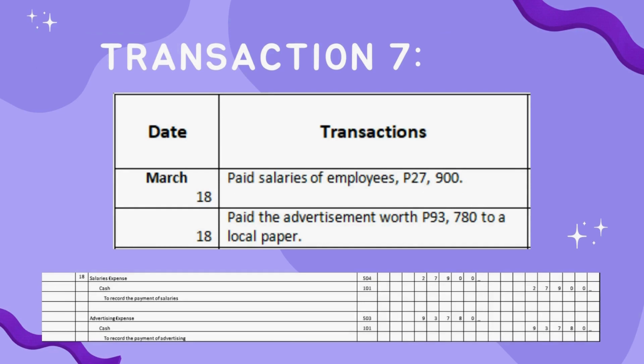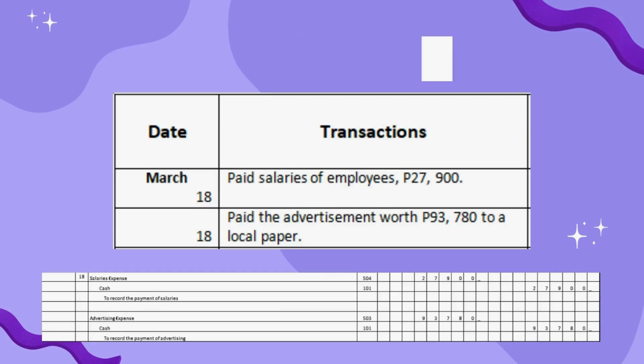Transaction 7. There are two transactions made on March 18. The first one is paid salaries of employees, 27,900 pesos. In the General Journal, salary expense will be debited with 27,900 pesos and cash will be credited with 27,900 pesos. And the second one is paid the advertisement worth 93,780 pesos to a local paper. In the General Journal, advertising expense will be debited with 93,780 pesos and cash will be credited with 93,780 pesos.